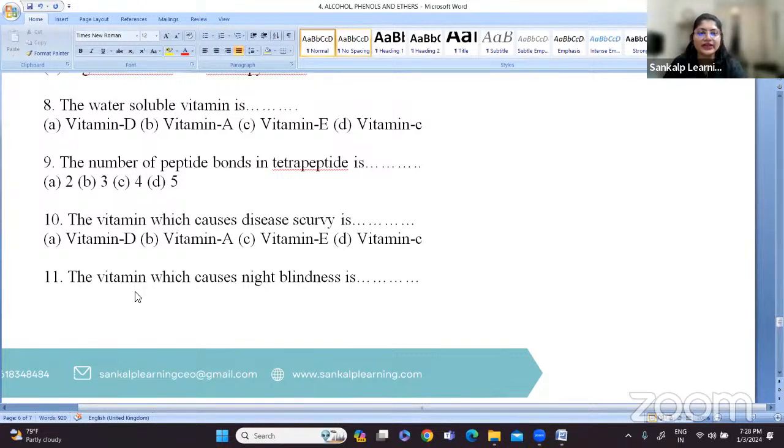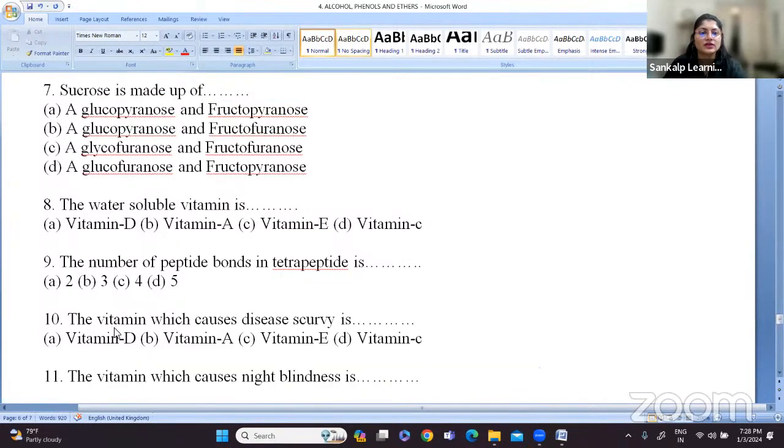The water soluble vitamin is: A. Vitamin D, B. Vitamin A, C. Vitamin E, and D. Vitamin C. Which is the water soluble vitamin? First of all, what do you mean by water soluble and water insoluble vitamins? Do you know? Did you study about this? What are vitamins?